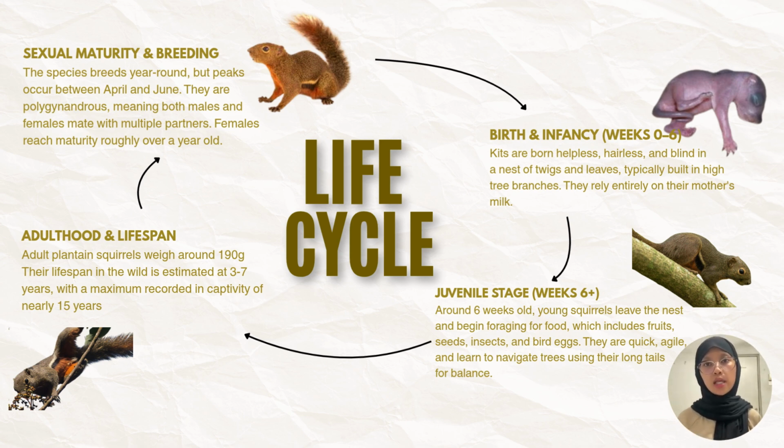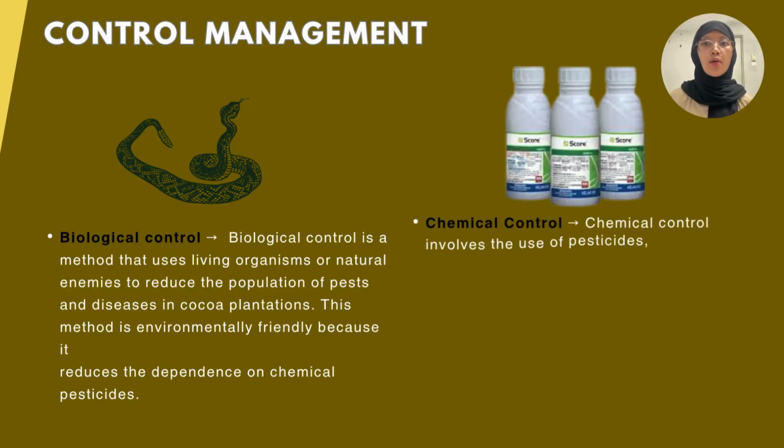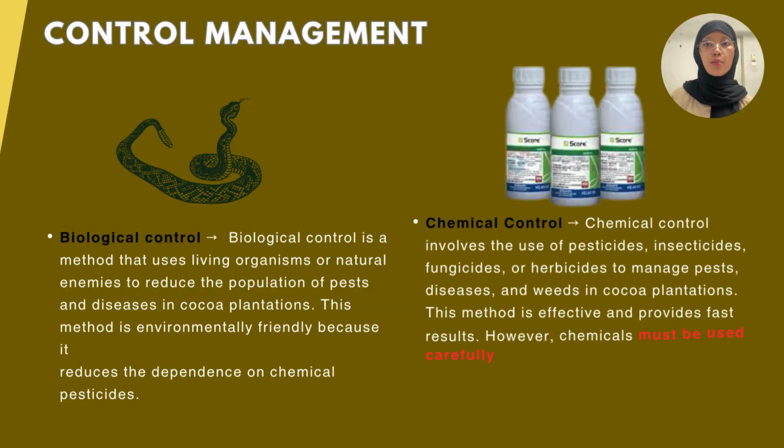The last stage is sexual maturity and breeding. Squirrels reach sexual maturity at around 9 to 12 months old. Breeding can occur several times a year depending on food availability and environmental conditions. The female squirrel usually gives birth to about 4 young in 1 litter after a gestation period of around 40 to 45 days.